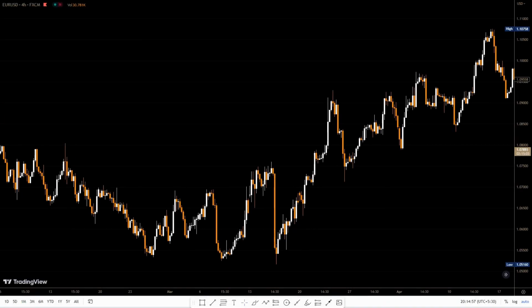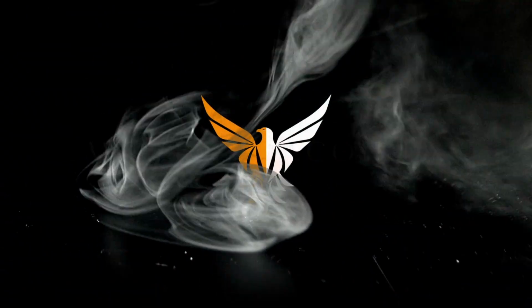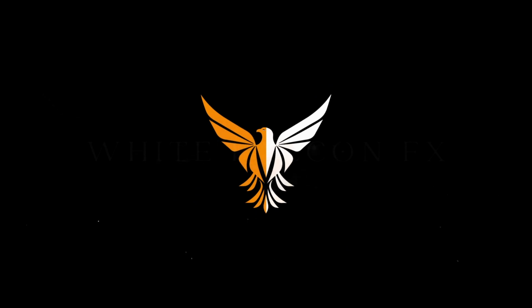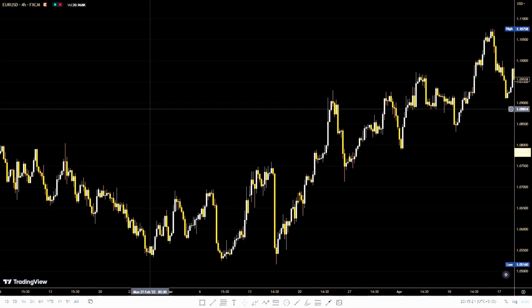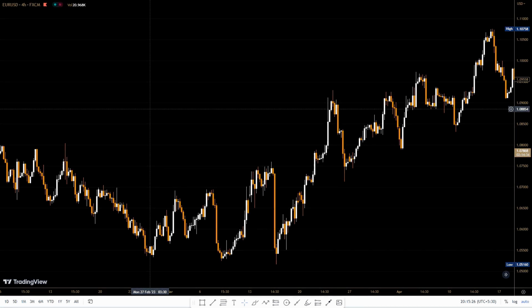So let's start the application of the multiple time frame analysis. Here you can see that this is the graph of Euro USD. We identify the supply and demand with the market structure and how they connect with each other in the higher time frame as well as in the lower time frame. So let's start with the 4-hour time frame.